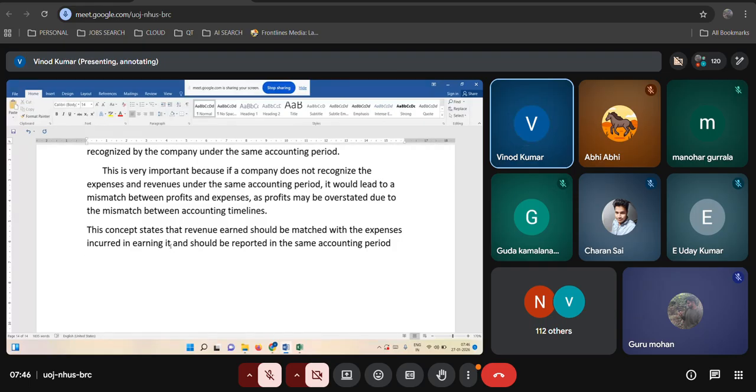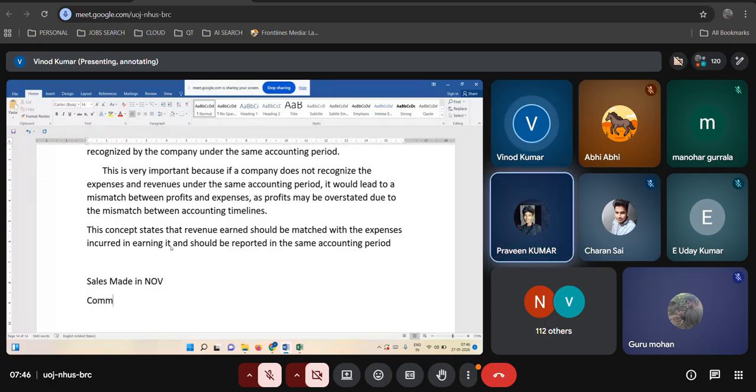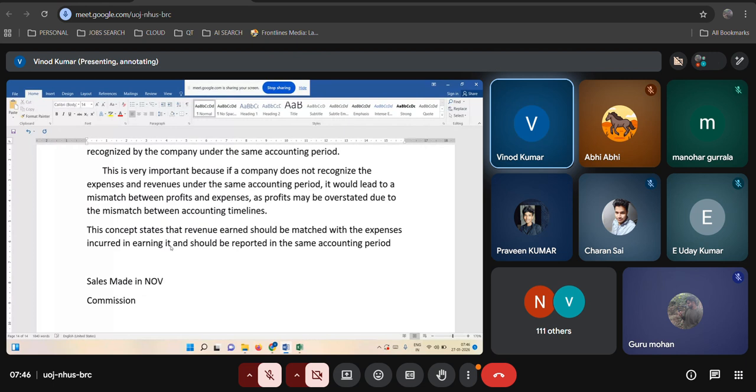Assume sales made in March. When we make sales, assume sales are made in November. We need to pay the commission, paid in December, to the sales agents. One simple example so that you can understand what this matching concept is.